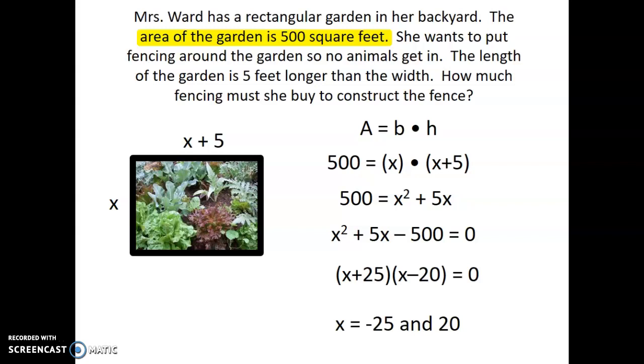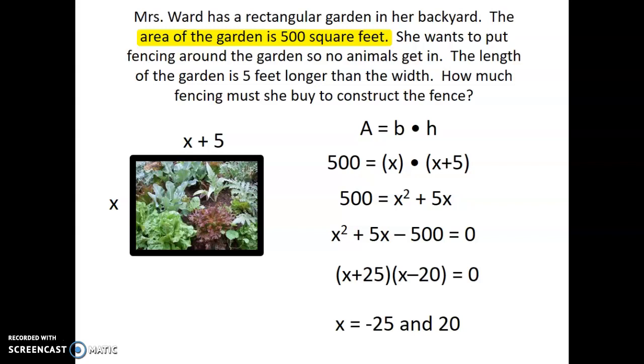Okay. Now it's important in this case, when you're doing these word problems, to actually go back and look at the problem and ask, what is it asking me to find? The question at the very end of the problem is, how much fencing must you buy to construct the fence? So in fact, what we're looking for in this case is we need to find the x, but our answer is going to be, what is the perimeter of our fencing?